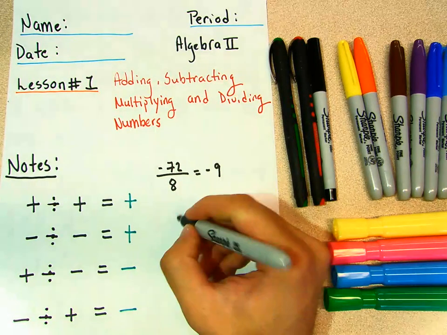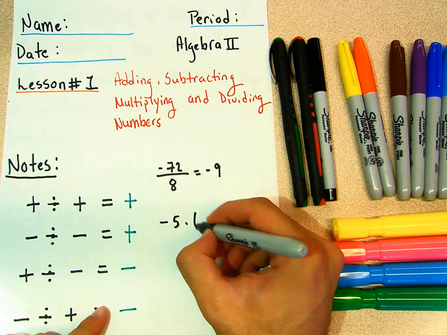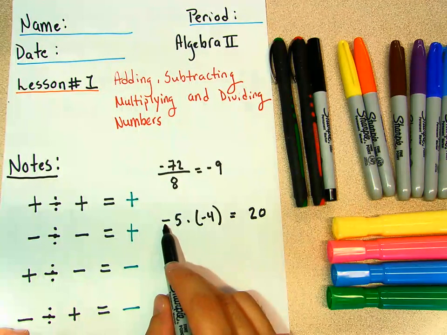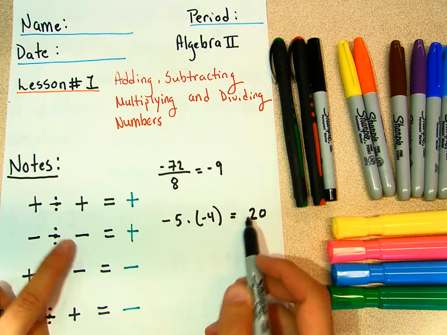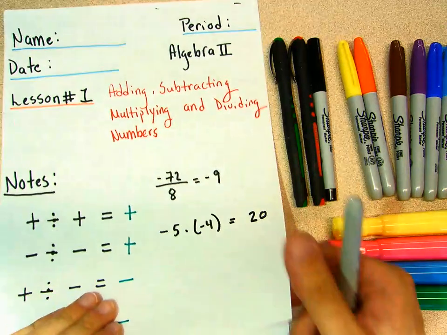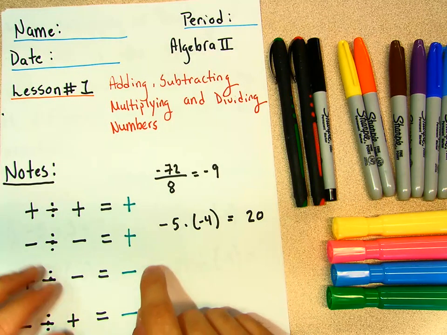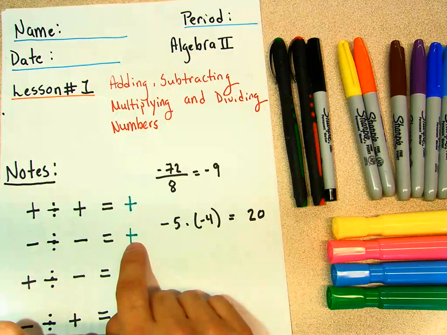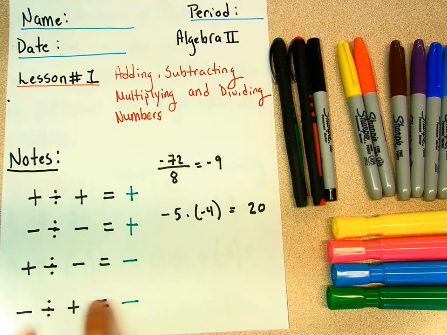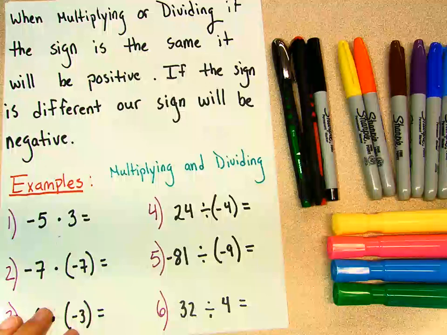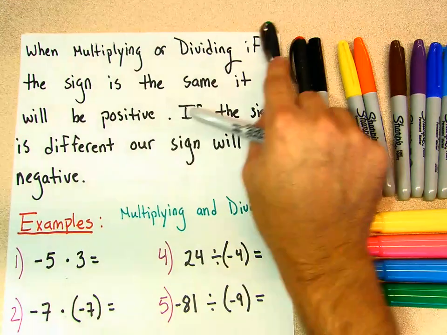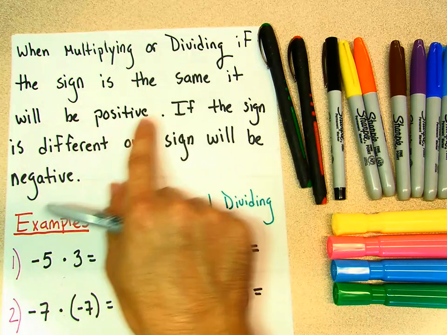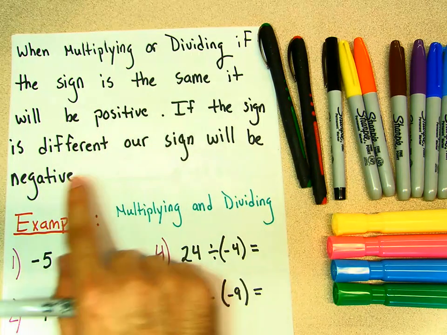And the same thing, like if I had negative 5 times a negative 4, 5 times 4 is 20, and negative times negative is positive. Okay, so that's for the first part. But one thing you should notice is here, if the sign is the same, it's positive. If the sign is different, it's negative, right? So if you want, you could have this in your notes. It just says when multiplying or dividing, if the sign is the same, it will be positive. If the sign is different, our sign will be negative, all right?